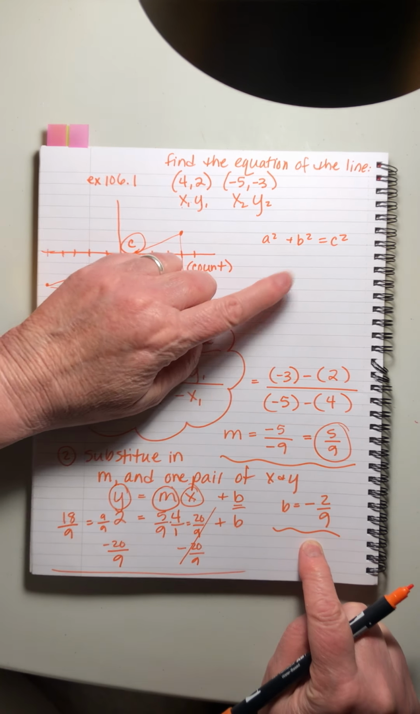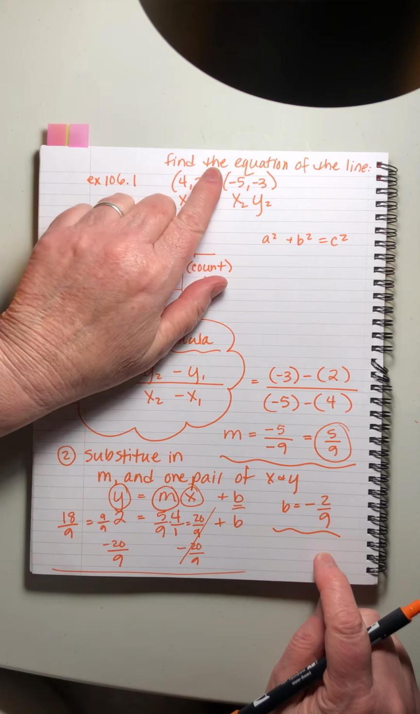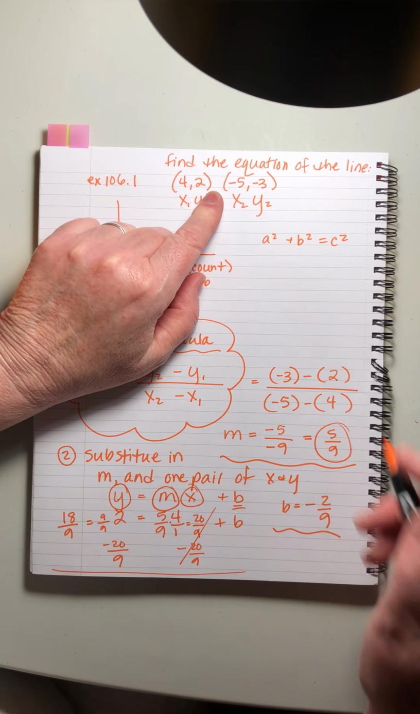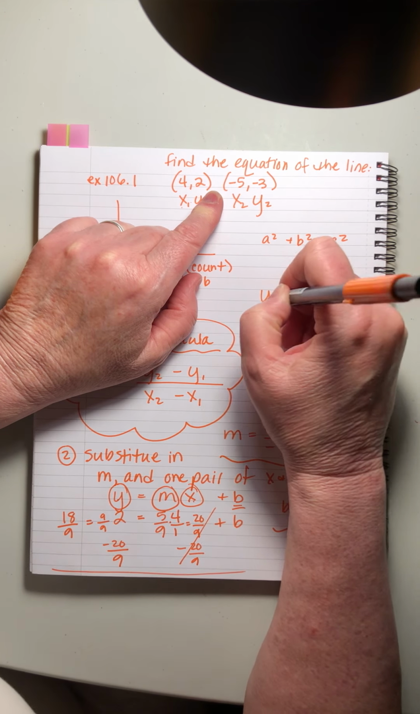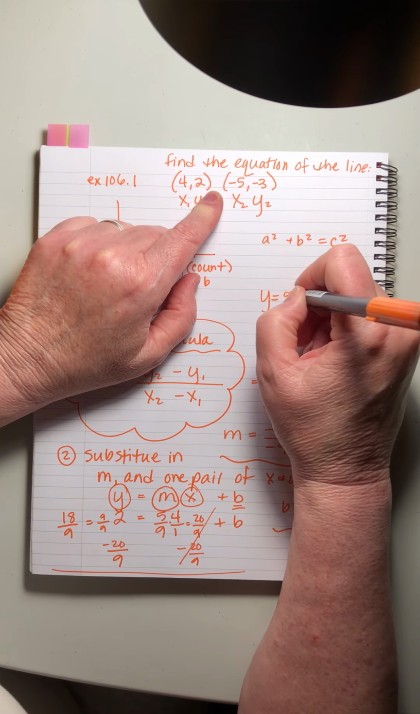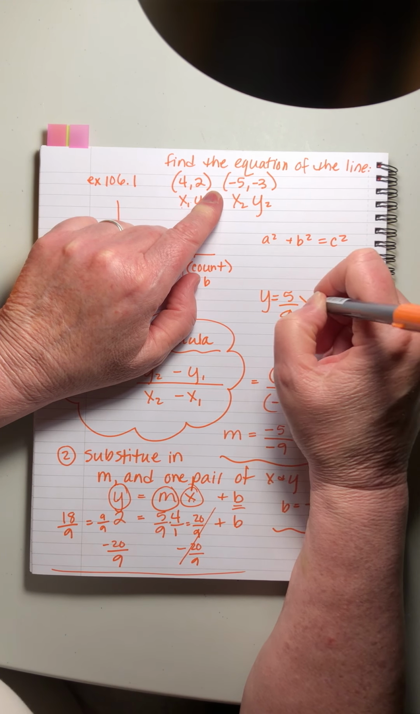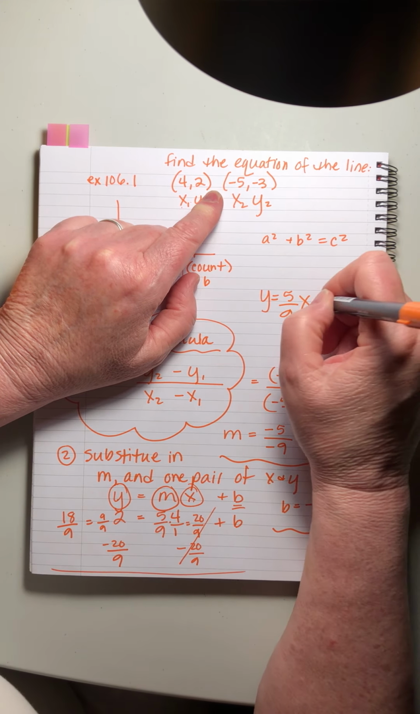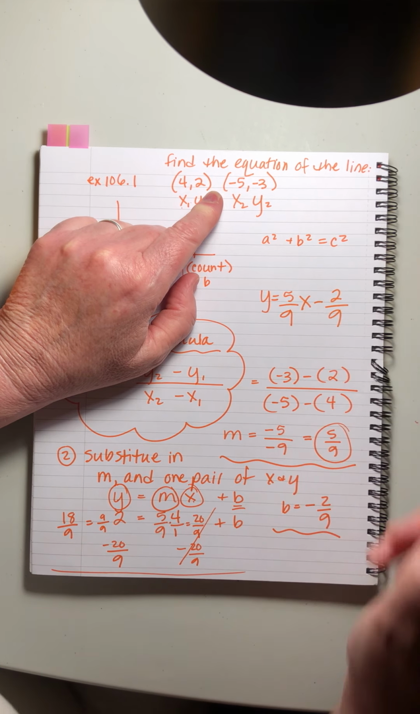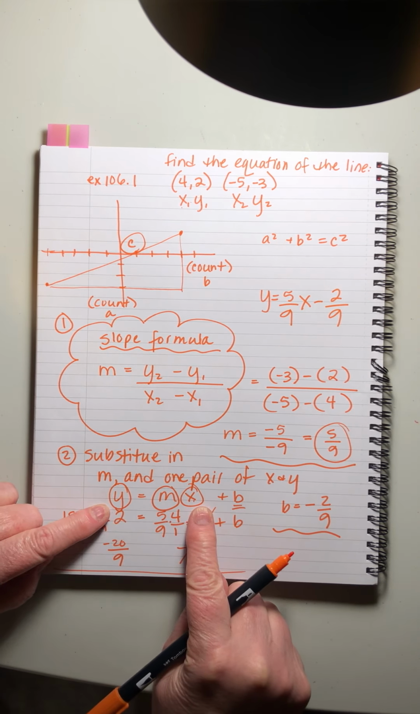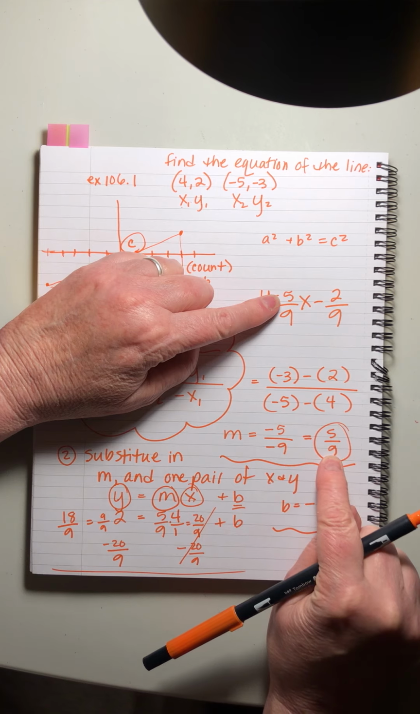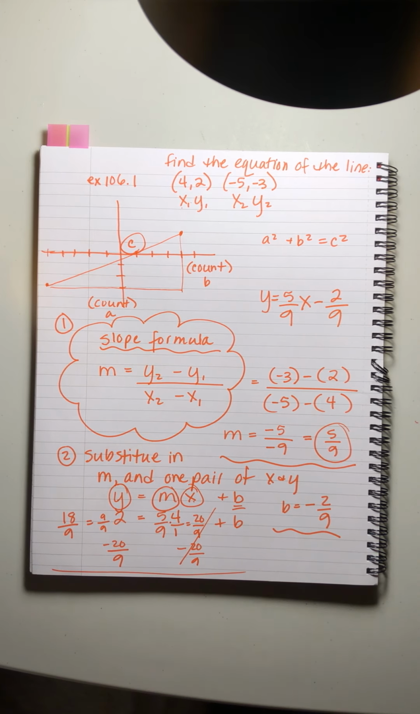I'm gonna write my answer up here just where I have space. And the equation of the line that passes through those 2 points equals Y equals 5/9 X - 2/9, right? Y equals MX plus B, there's my M, and there's my B.